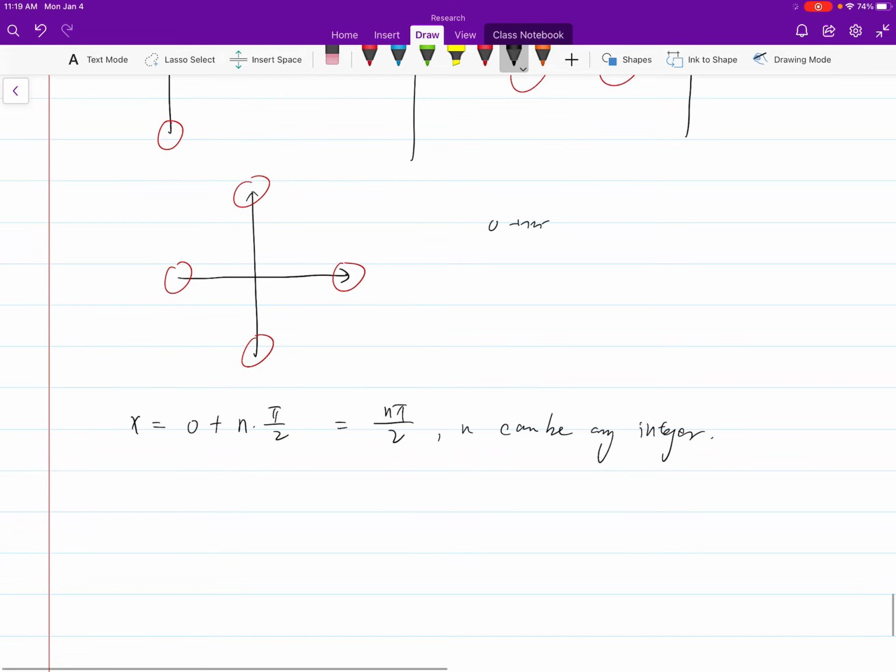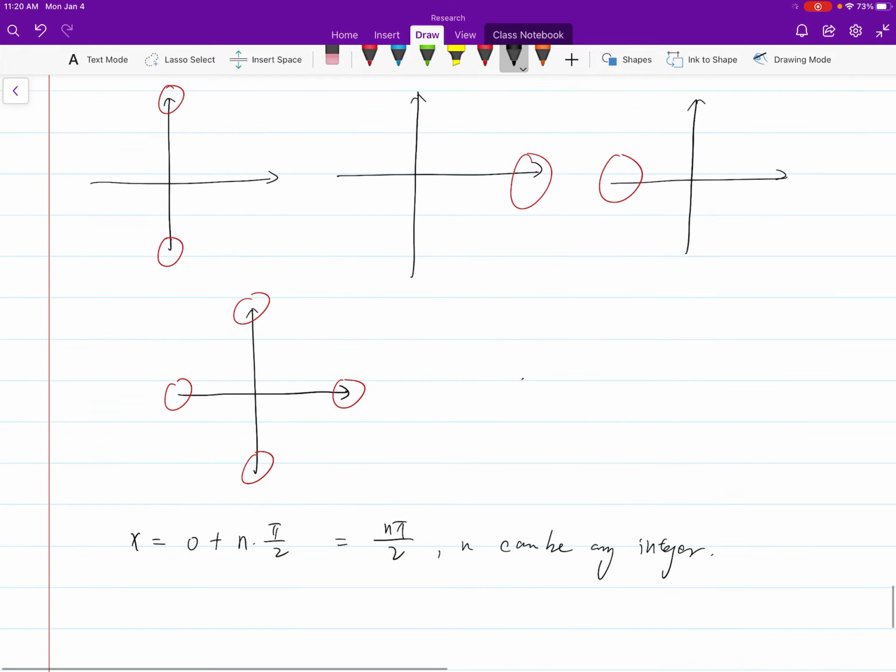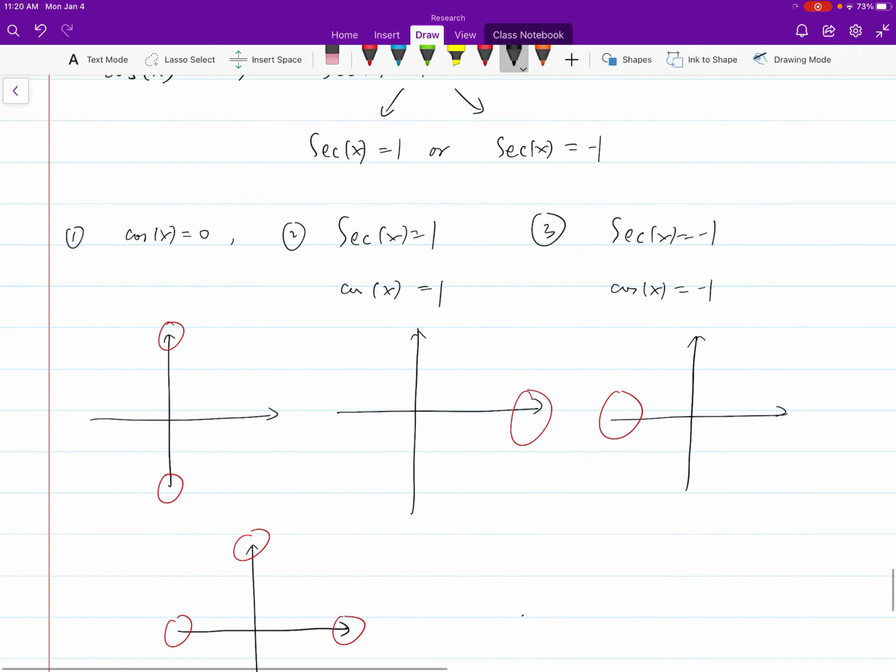If this is hard for you, you can also say it's 0 plus 2n pi, or pi over 2 plus 2n pi, or pi plus 2n pi, and you can write them down into 4 different answers. They're all correct. It's just this way is the best because it's easier. Okay, that's all we have for basic trig equations.